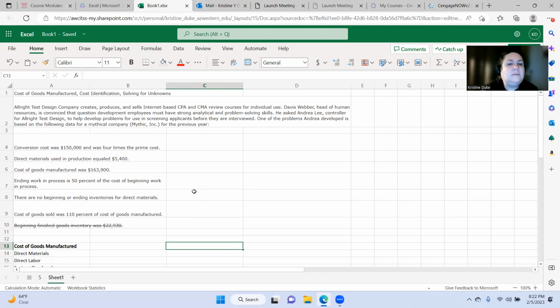Okay. I don't like this one. Okay. Conversion cost was 150,000 and it was 4 times the prime cost. Okay. So conversion cost is your direct labor and your factory overhead. Your prime cost is your direct materials and your direct labor. So this is kind of one where we're going to have to sit and use our brain to figure out.